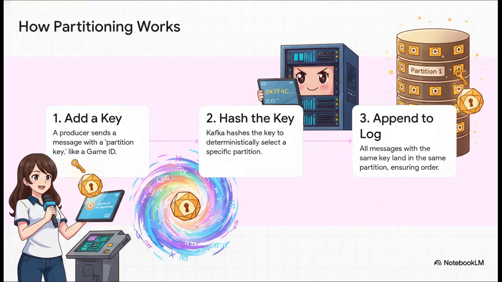So here's the crucial part. How does Kafka decide which partition a message goes to? Well, when our reporter sends an event, they include a partition key. In our case, the game ID. Kafka takes this key, hashes it, and uses that to consistently pick a partition. This means all events for Brazil versus Argentina will always land in the exact same partition in the exact order they were sent. Problem solved.